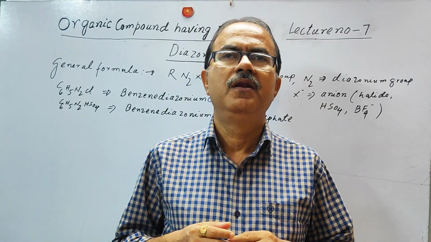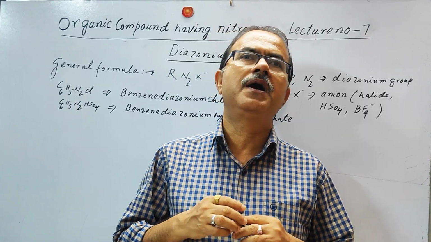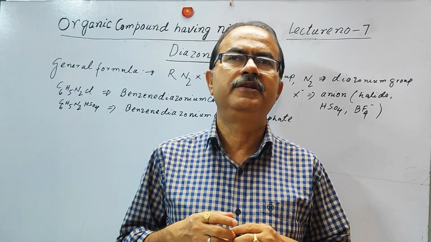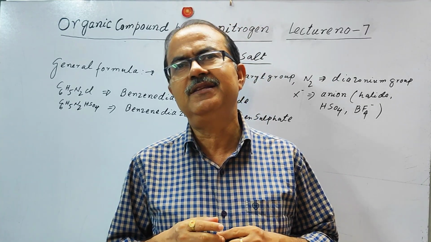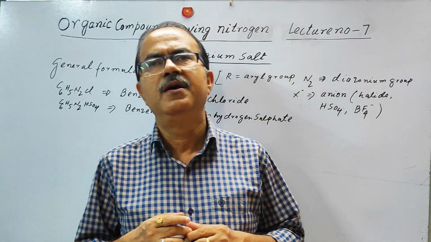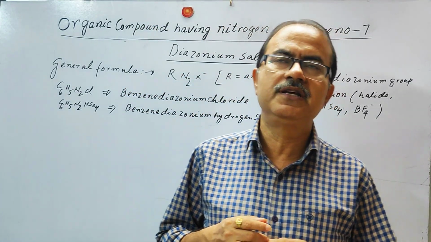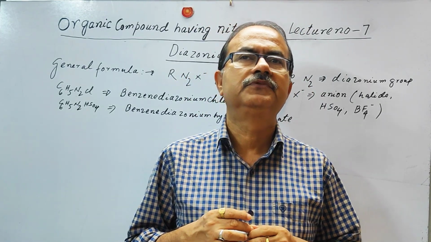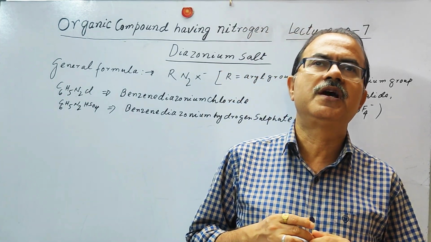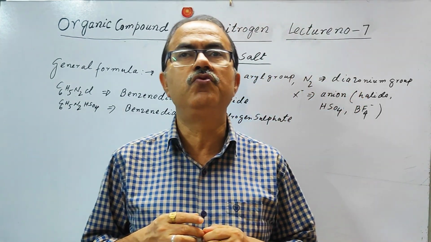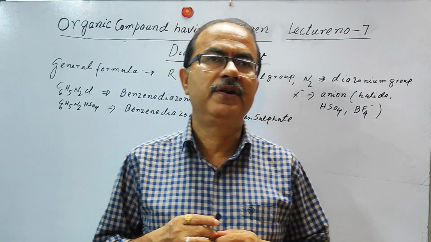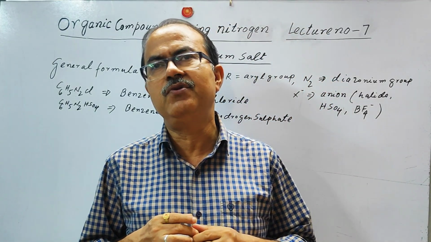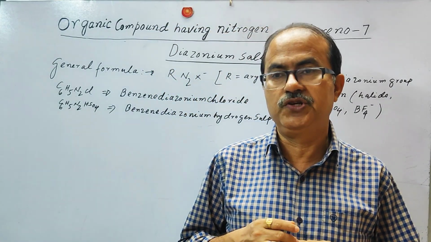But the diazonium salt prepared from aromatic primary amines, that is aniline, is much more stable than this, though its stability is not so great. It is only stable in solution and at a lower temperature. Diazonium salt is a very good intermediate for many different types of organic compounds, so as soon as it has been prepared, you have to use it. We cannot store it.